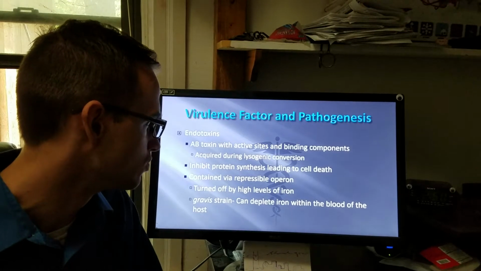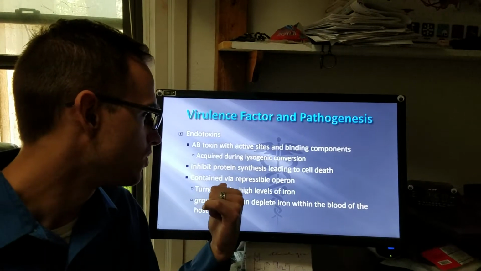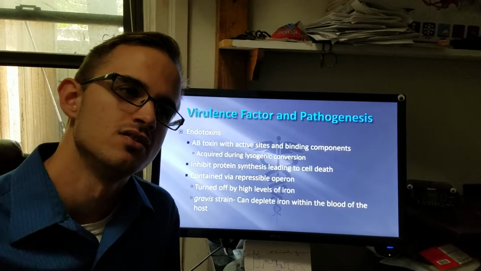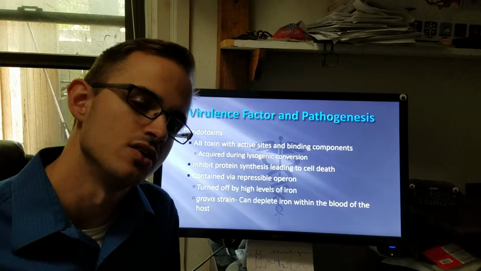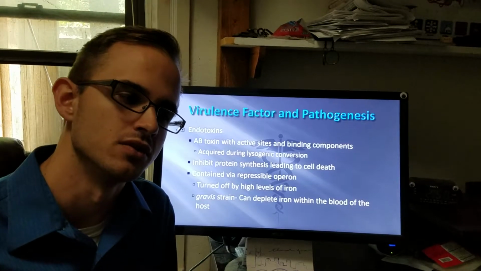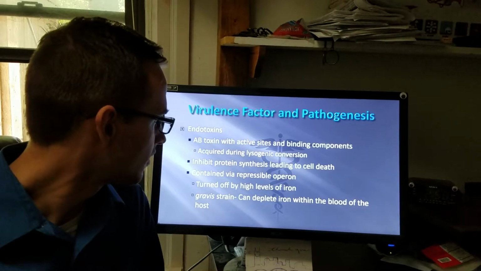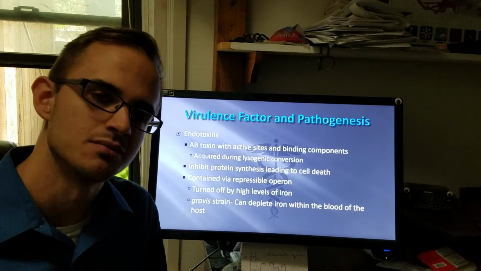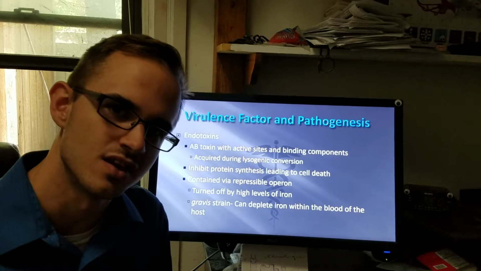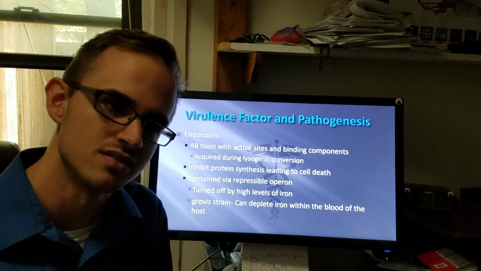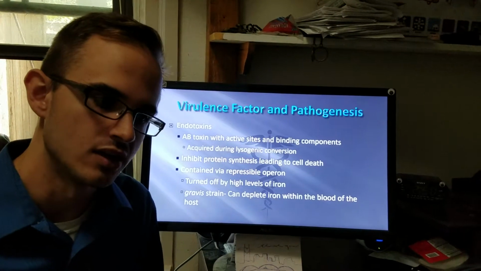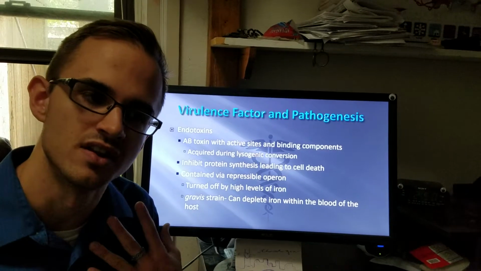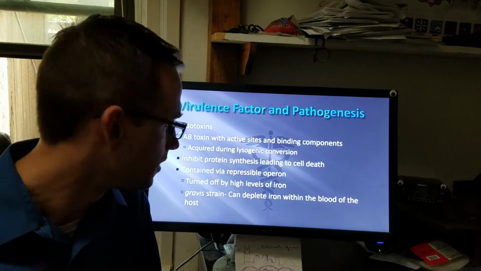Protein synthesis is huge. And then it's also controlled by a suppressible operon. So all you need is more iron, and then it'll turn that operon off, and therefore it loses its pathogenicity. But as you saw earlier, the gravis strain is the most virulent because it can pull iron from your blood cells, which then lyse the blood cells, which could lead to a larger rate of lysis, and that's what causes your bull neck because of all the lymph nodes trying to take care of the cell debris.